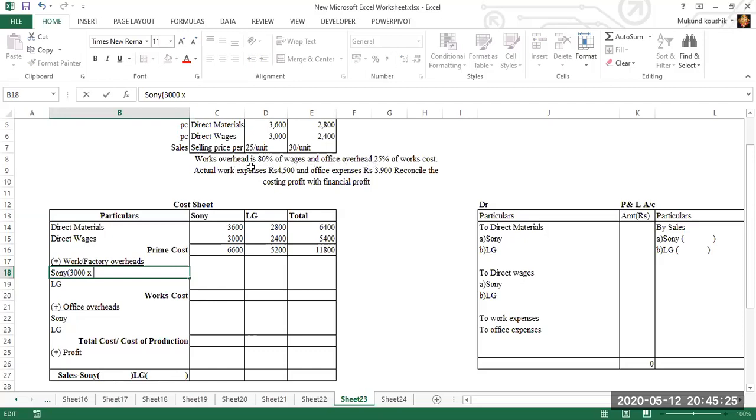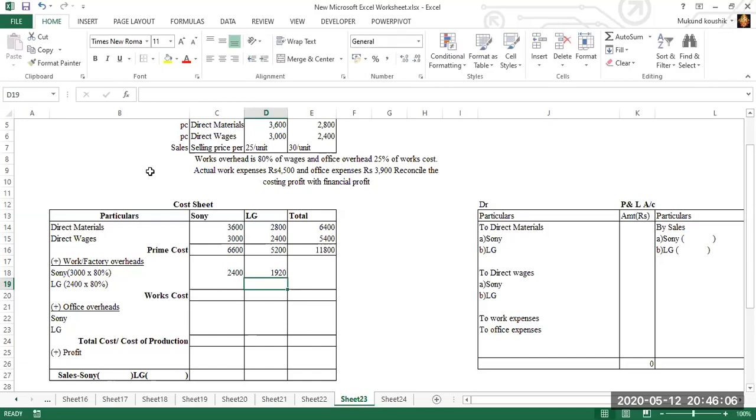So we have to find out work overheads, which is 80% of wages. So for Sony, how much is wages? 3000. So 3000 into 80%. So how much will be 3000 into 80%? It will be 2400. Similarly, we have to do for LG. So for LG, how much was the wages? Wages for LG was 2400. So for LG, it will be 2400 into 80%. How much do we get? It will be 1920.